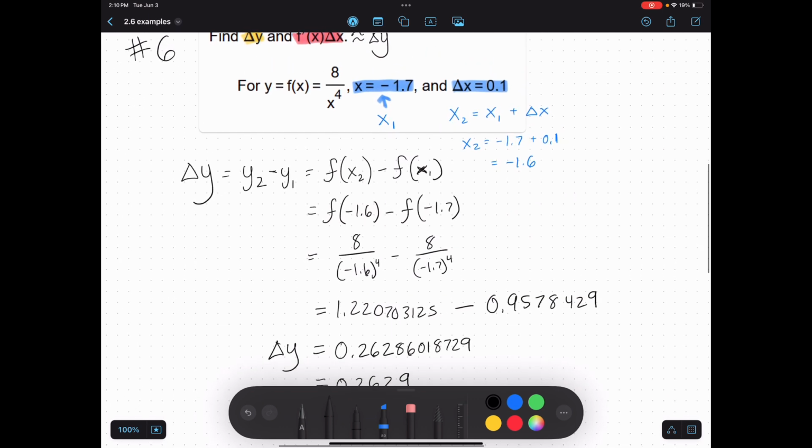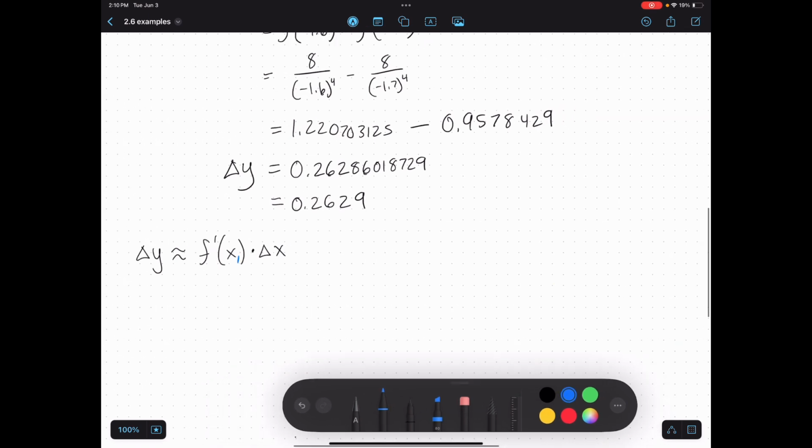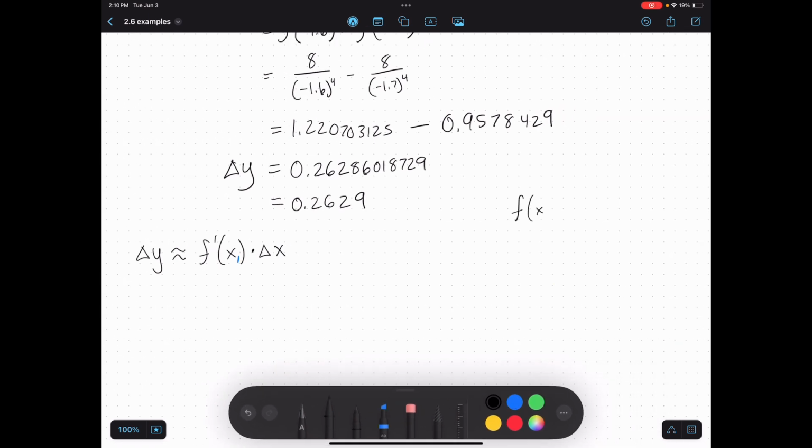But now let's approximate it. Let's approximate it using the derivative. So delta y can be approximated by doing the derivative times delta x, and specifically the derivative at my starting spot. So when I say x in here, what I'm actually talking about is x1. So with that in mind, in order to do this, I need the derivative of my function. So f of x is equal to 8 over x to the fourth, or 8 times x to the negative 4, since it's in the denominator.